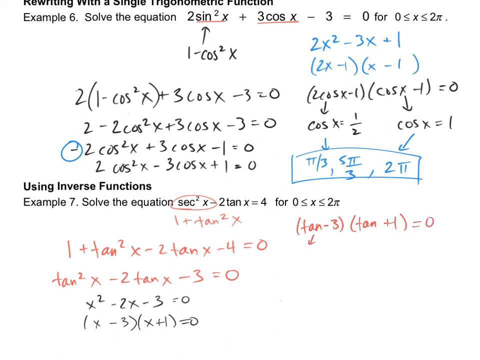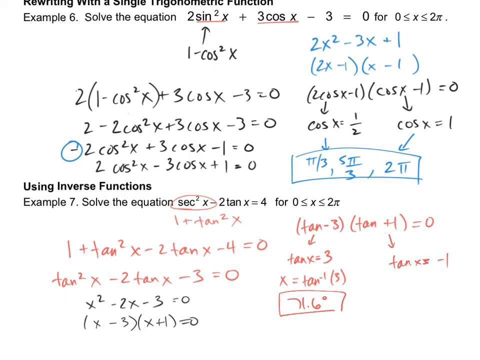In this case, if the tangent of x equals 3, well, that's not on the unit circle. So this is where our final strategy comes into play. We may have to use the inverse tangent. So x is going to be the inverse tangent of 3. You'll have to put this in the calculator. And that happens at 71.6 degrees.